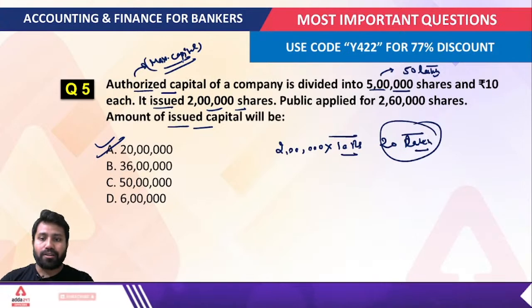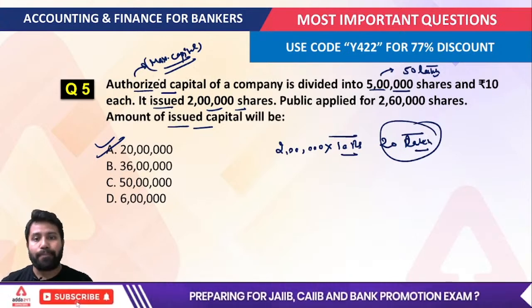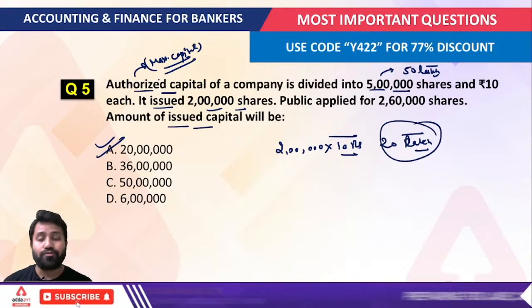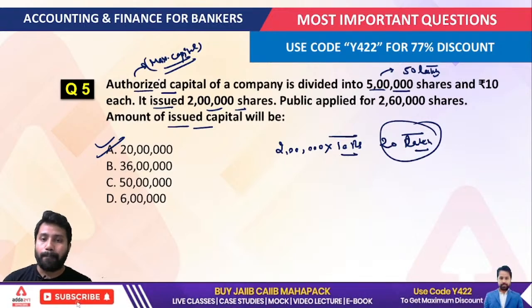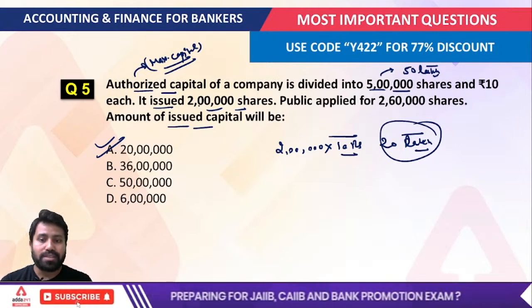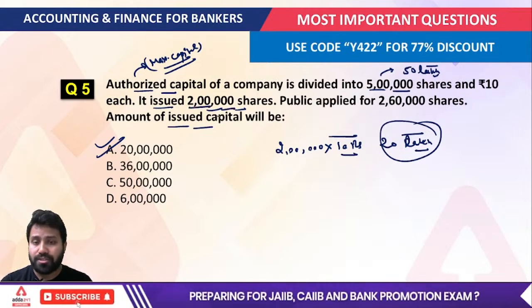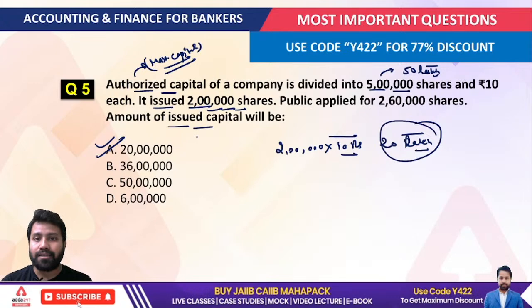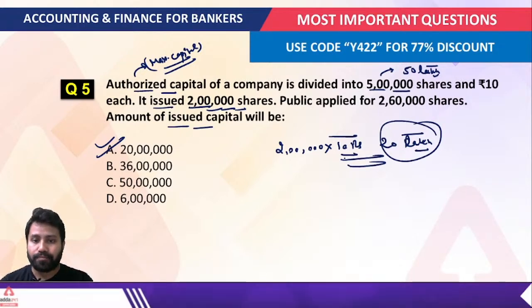So authorized capital, or nominal capital, is always understood as the maximum capital by which the company can raise funds from the public. And when it issues 2 lakh shares, that is considered the issued capital. The issued capital would be 20 lakh.